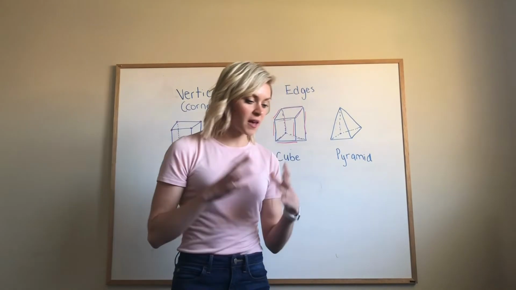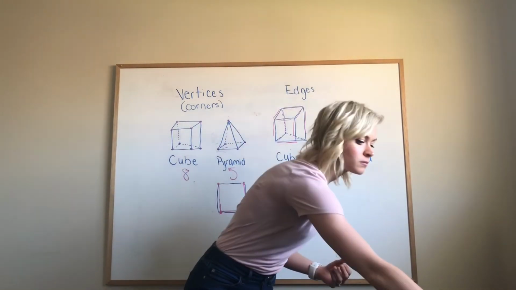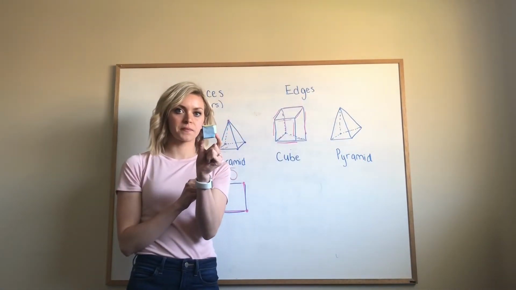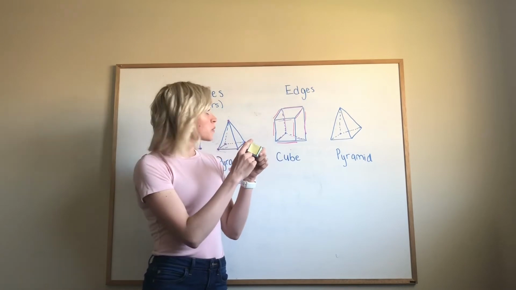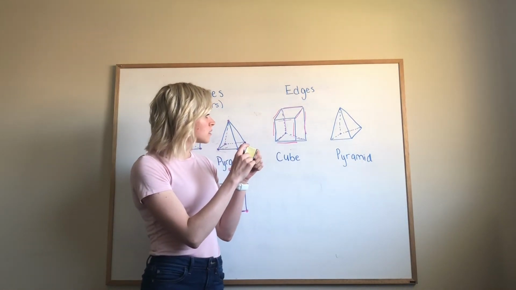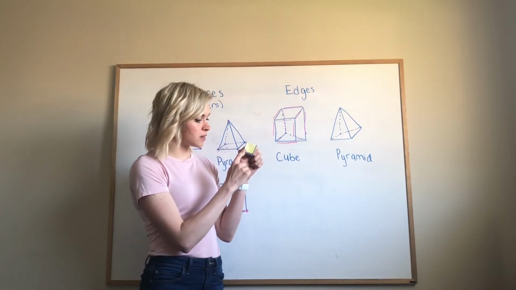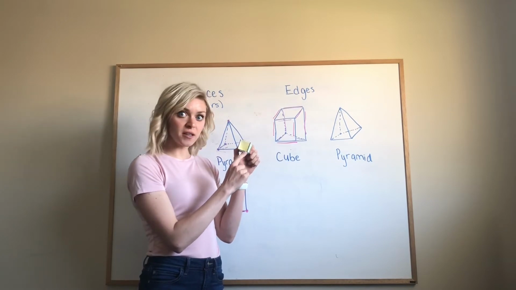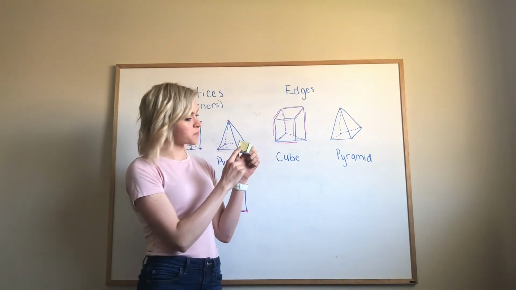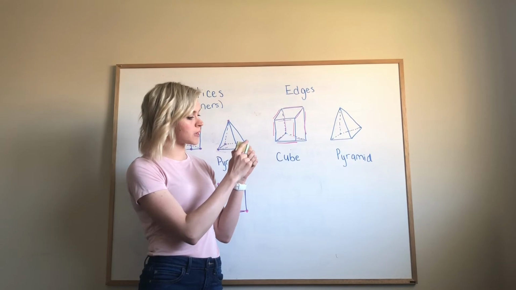Let's count the edges of our cube. Let's do it with this. Are you ready? So we want to count the outer edge first. So we go 1, 2, 3, 4.